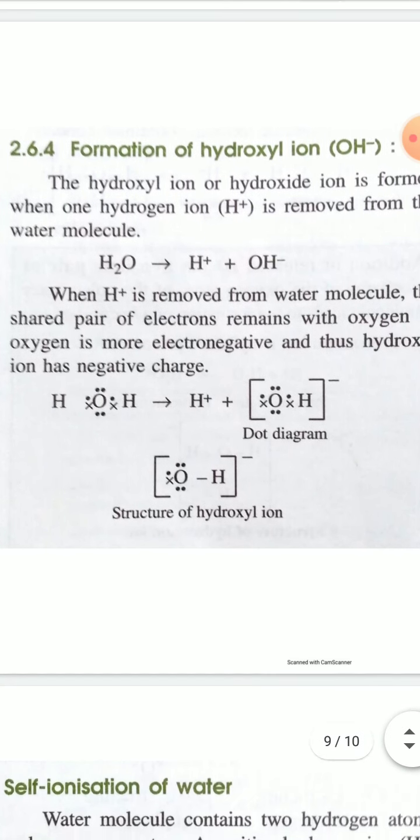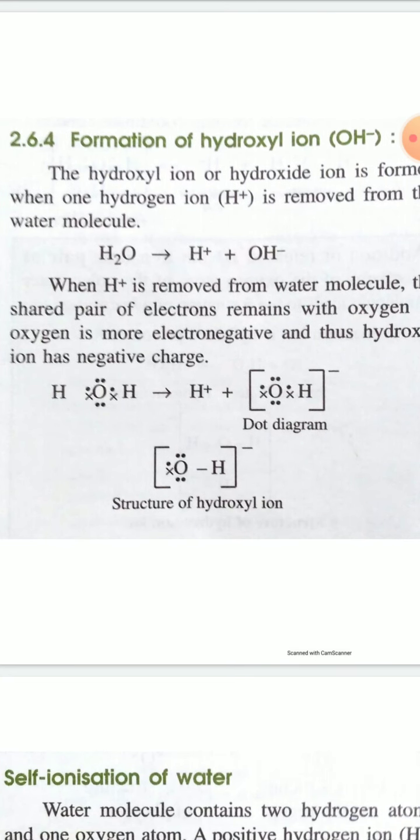Now, formation of the hydroxyl ion, OH minus. When water ionizes, we get H plus and OH minus, where H plus is the hydrogen ion and OH minus is the hydroxide ion. So the hydroxide ion is produced by the ionization of the water molecule, H2O. We know that water is a covalent compound in which there are two single covalent bonds, or two shared pairs of electrons.